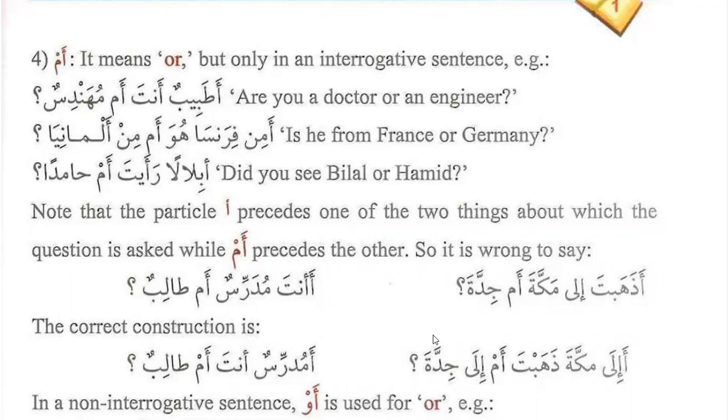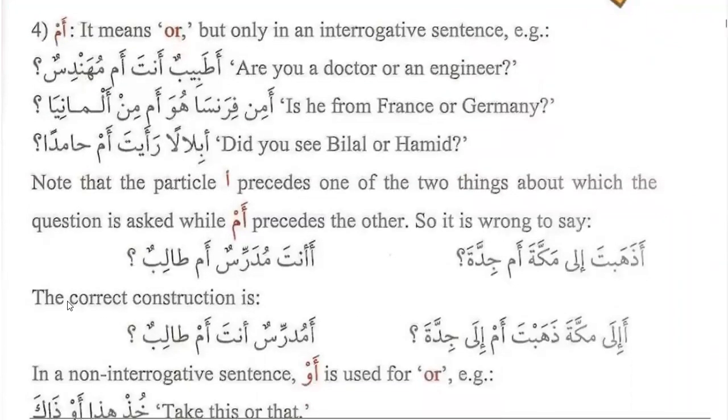A Bilalan ra'aita am Hamidan? Did you see Bilal or Hamid? Note that the particle a precedes one of the two things about which the question is asked, while am precedes the other. So it is wrong to say a dhahabta ila Makkata am Jiddata. A anta mudarrisun am talibun. The correct construction is a mudarrisun anta am talibun.